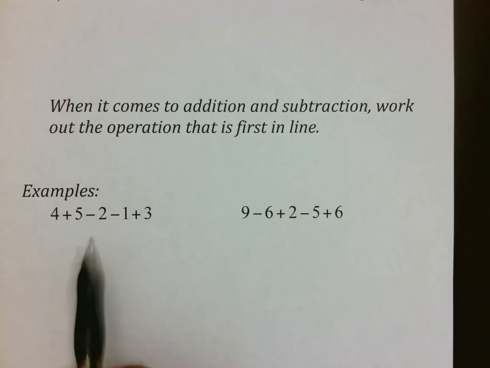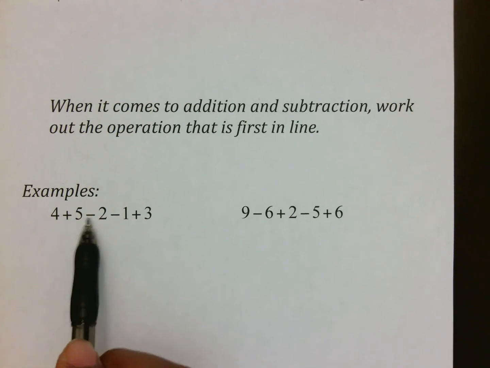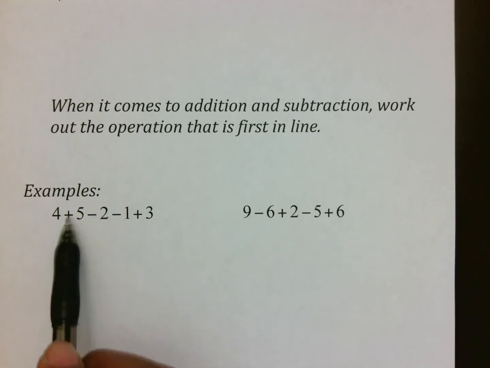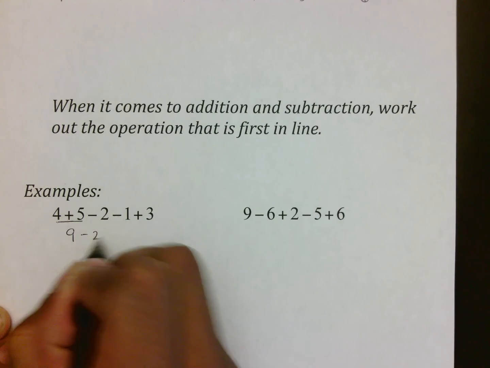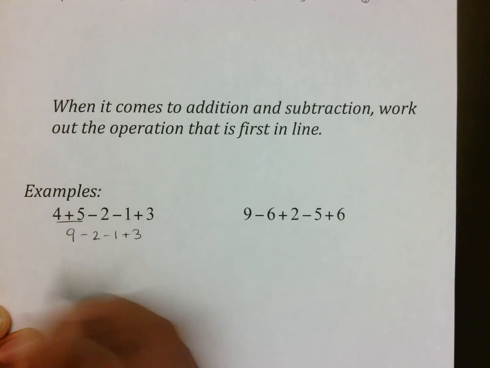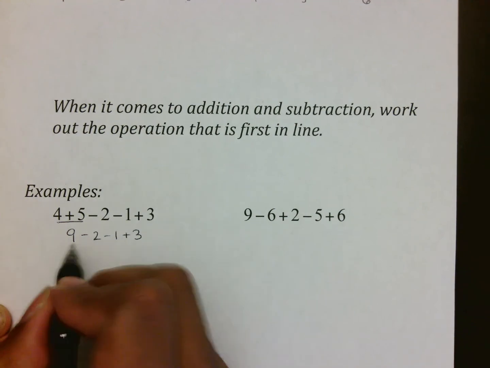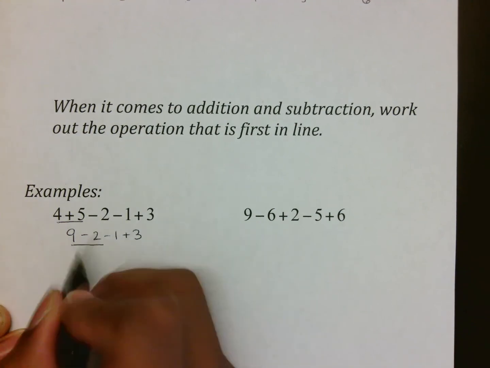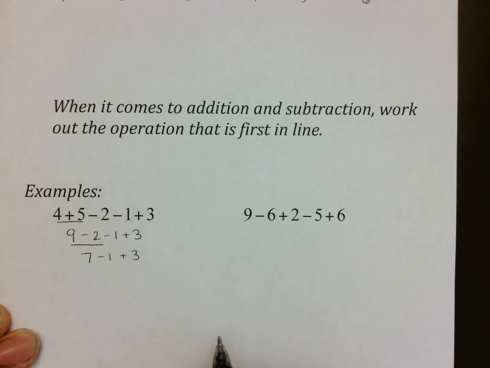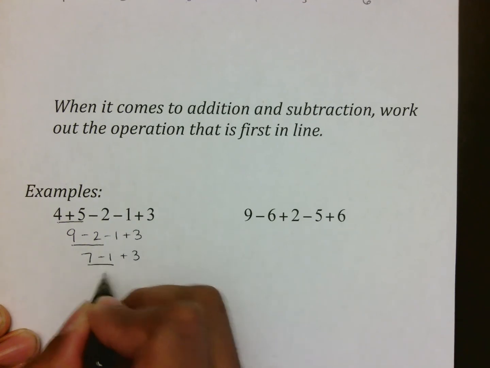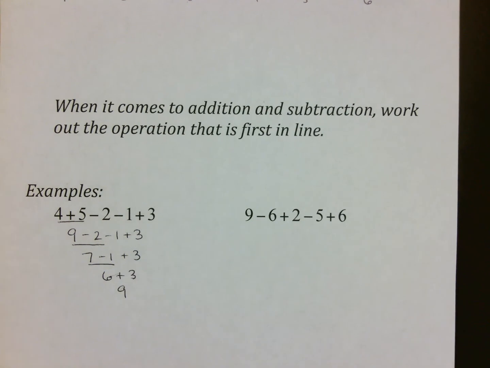So looking at this problem here, 4 plus 5 minus 2 minus 1 plus 3. These are all students, which means the first thing you want to do is 4 plus 5, which makes 9, and then rewrite everything carefully, which is 9 minus 2 minus 1 plus 3. Looking at this line, the first person in line is 9 minus 2, which is 7 minus 1 plus 3. Looking at this, the first person in line is 7 minus 1, which is 6 plus 3, or 9.